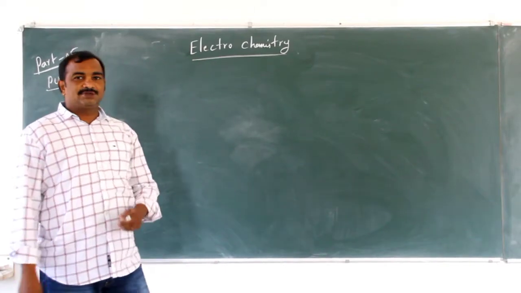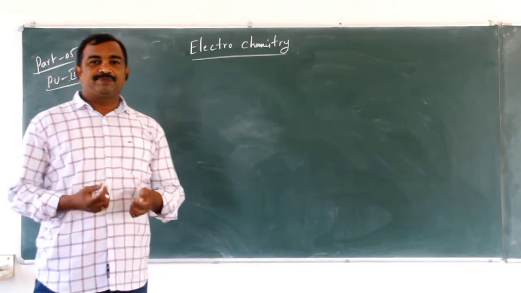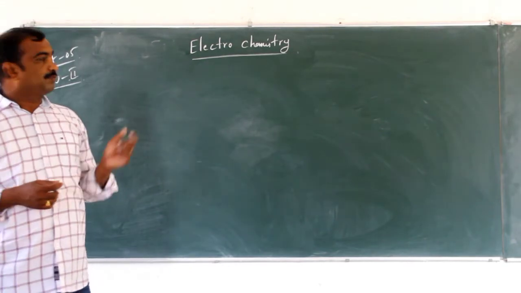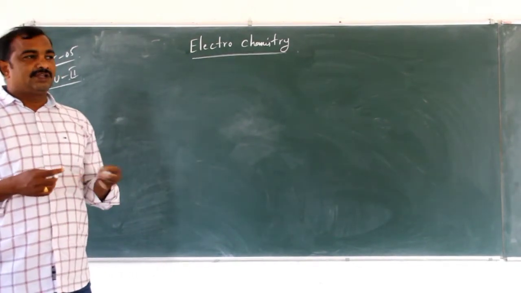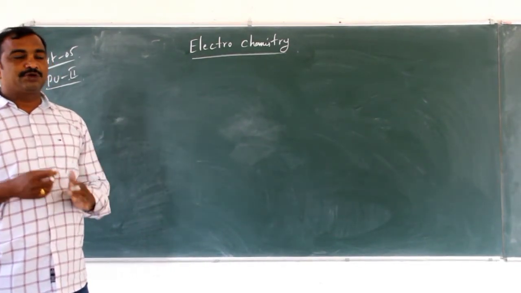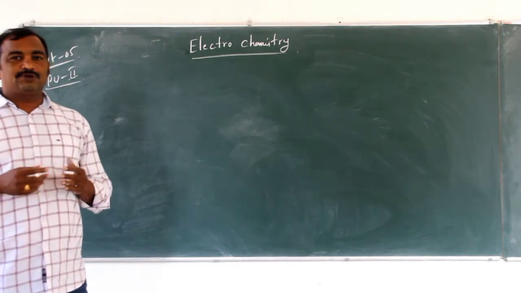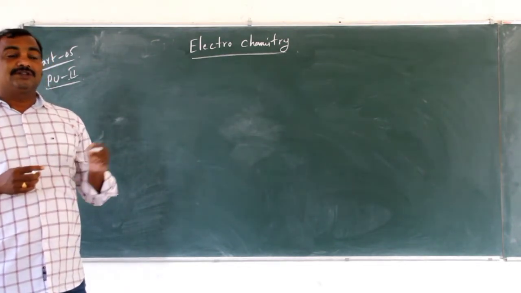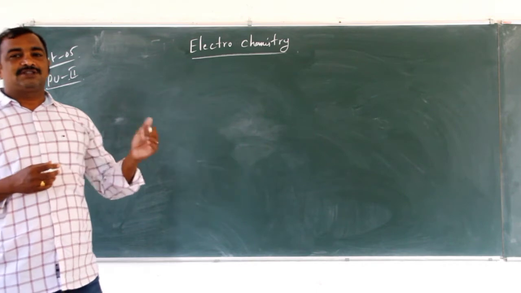Hi students, last class we discussed electrochemistry part 4. Now in this chapter we are going to discuss part 5 of electrochemistry, that is the next continuation topic of the last class.